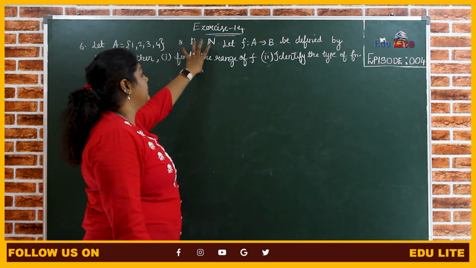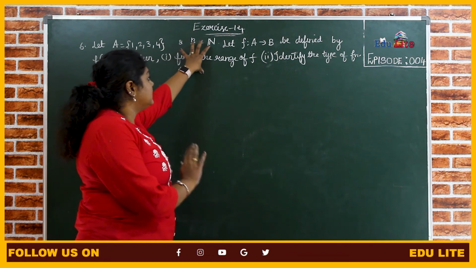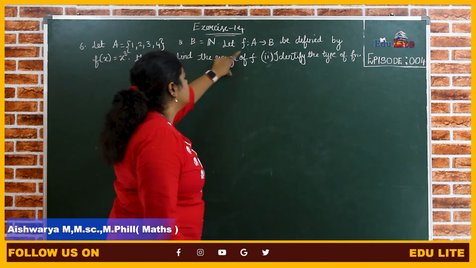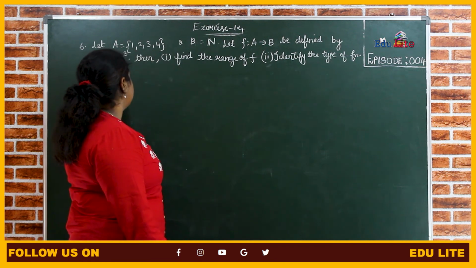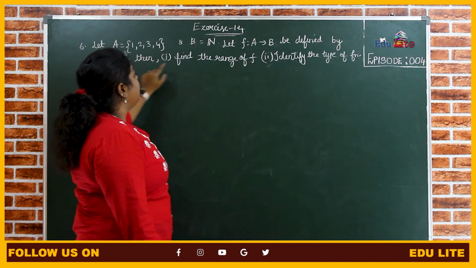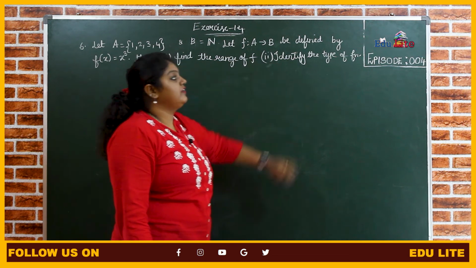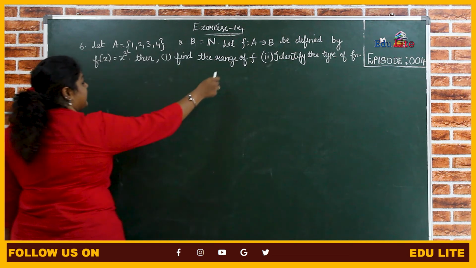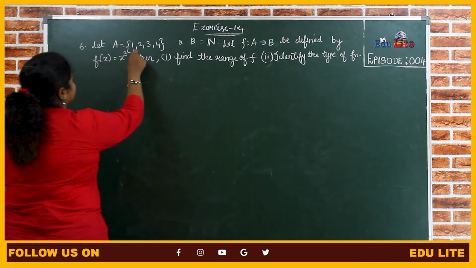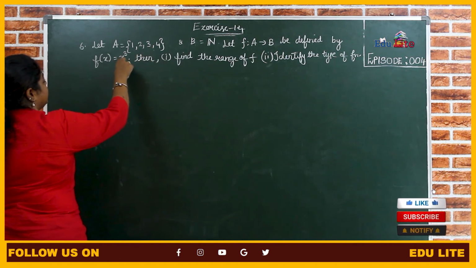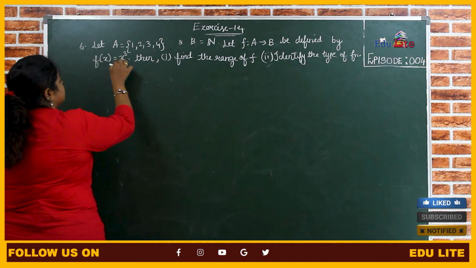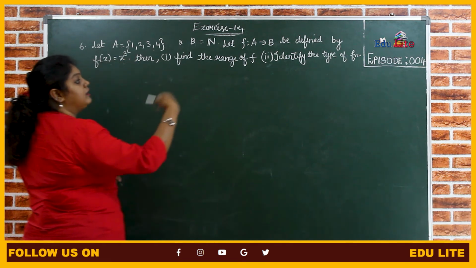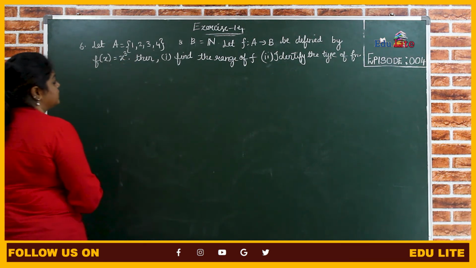So in the sixth problem we are given the set A as 1, 2, 3, 4 and B is the natural numbers. Natural number means it starts with 1, but it is some natural number, it is not defined. f is a mapping from A to B, defined by f of x is equal to x cube. Then we have to find the range of f and identify the type of function. The range of f can be easily found because we are given the values of x as well as the function f of x. If we substitute the values of x in this, we will find the range of f. Also we will identify which type of function it is.